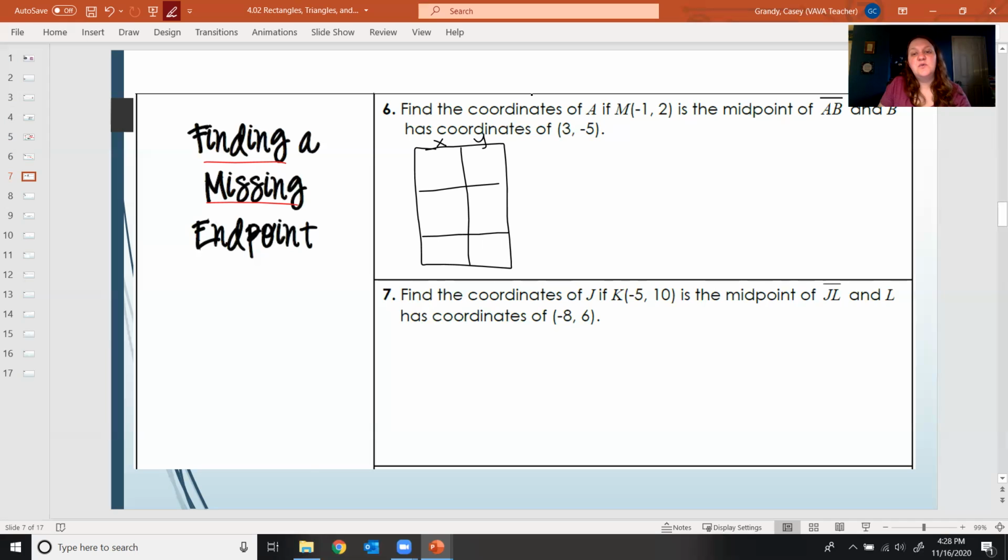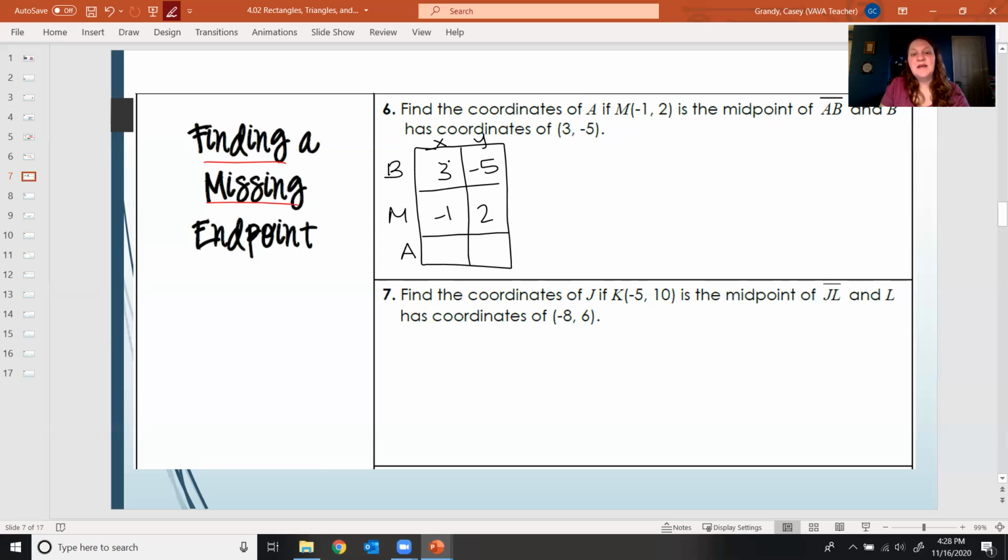So it says find the coordinates of A. So A is the point I'm looking for. If M is the midpoint, M is my midpoint, and B has the coordinates 3, -5. So then I fill in the coordinates. The coordinates of B are 3, -5. The coordinates of M are -1, 2, and I'm looking for the coordinate of A.